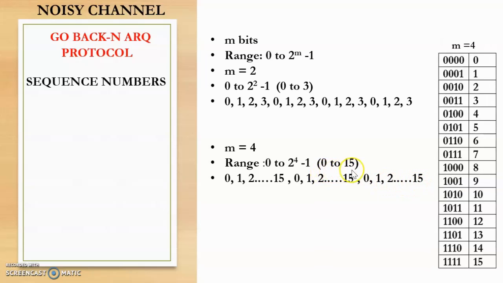Now over here the range is 0 to 15 because in this case m is 4, that is the sequence number is represented by 4 bits. If it is 4 bits, then in binary 16 combinations are possible, that is from 0 0 0 0 till 1 1 1 1. So in decimal it will be from 0 to 15.